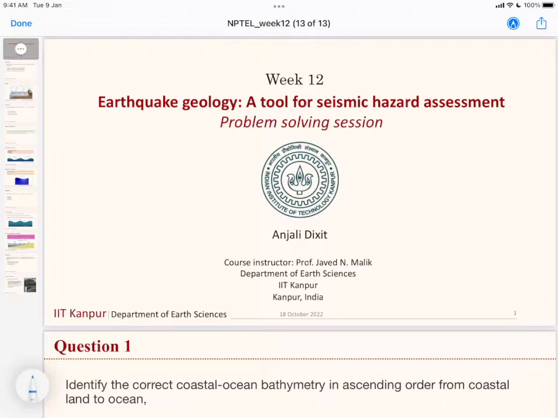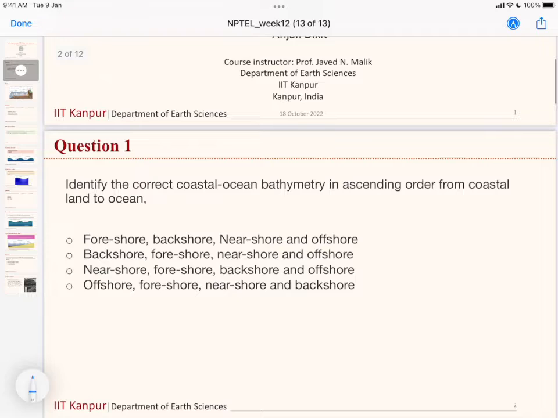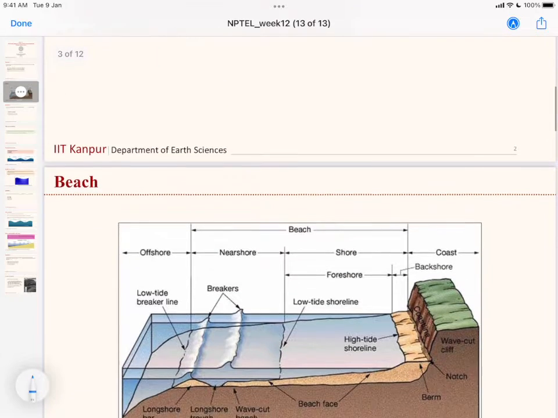For this problem solving session, the first problem I have taken is: identify the correct coastal ocean bathymetry in ascending order from coastal land to ocean. For this question we have 4 options, like foreshore, backshore, nearshore and offshore, and the combination of all these 4 terms. To identify the correct sequence of all these shores, let's understand from this figure.